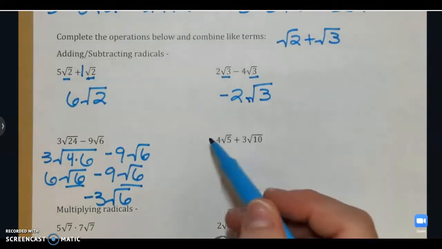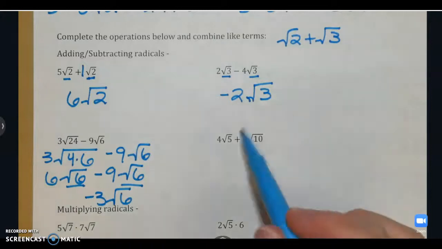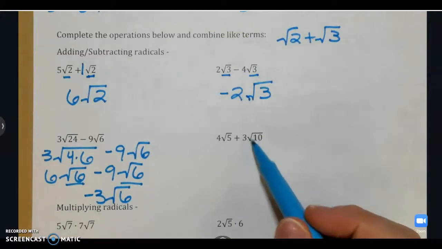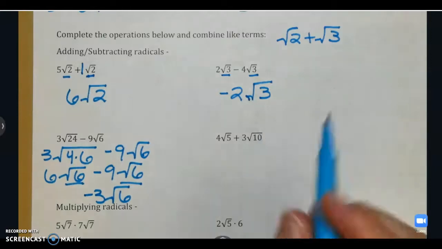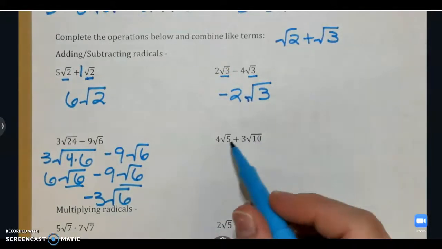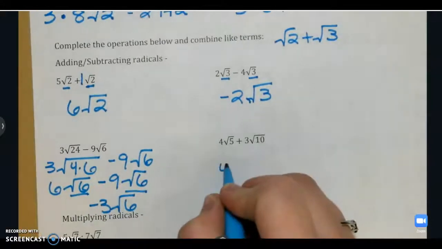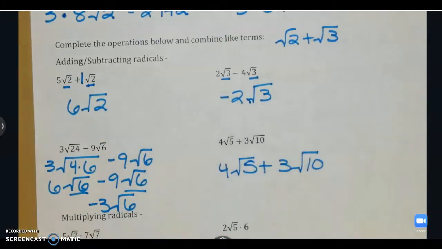All right, now this last one. 4 square root of 5 plus 3 square root of 10. My radicals do not match, and the square root of 10 has no factors that are perfect squares. 1, 10, 2, and 5, none of those are perfect squares. So this cannot be simplified any further, so I cannot combine these terms. So you have to leave it as the sum of those two radicals. Because what's inside the square root does not match, you cannot combine them.